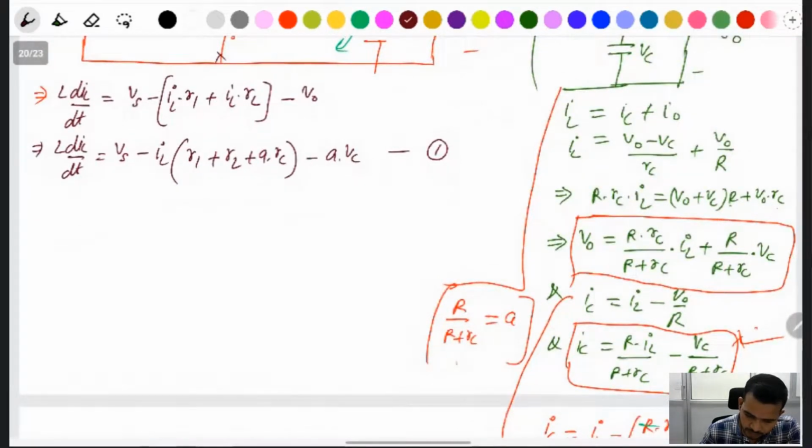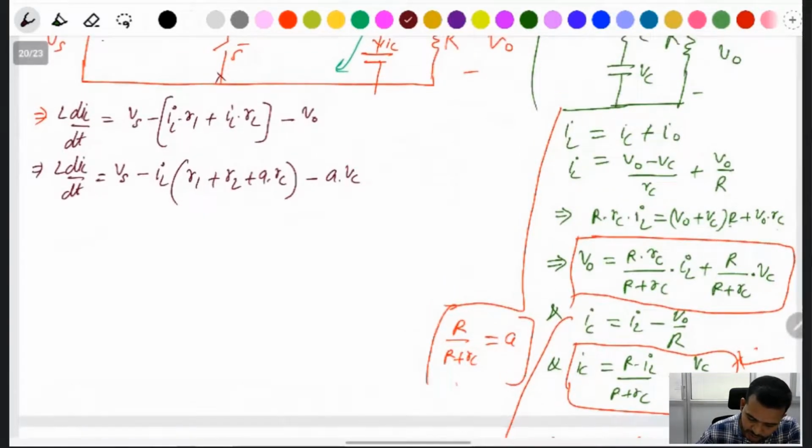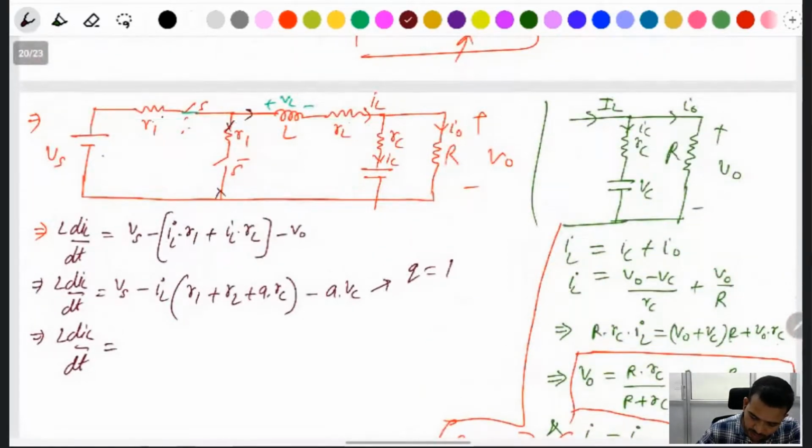Question number first. Plus, I think this one is only when switch is on. Sorry, this one, switch is on. When switch is on, Q is equal to 1, and when Q is equal to 0, then find dIL by dt. Same thing, Vs is not present, and the remaining portion is same.